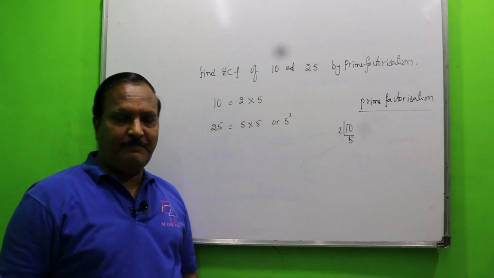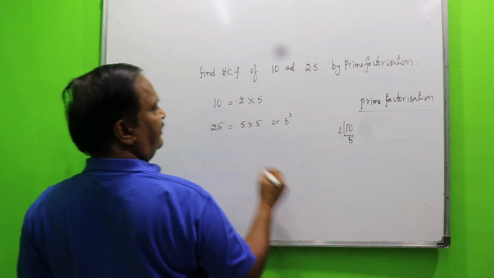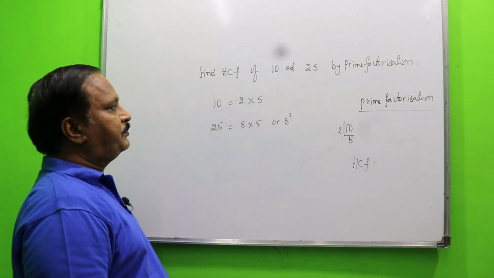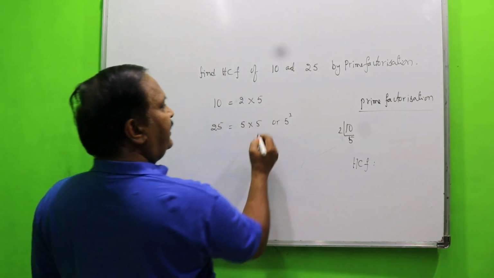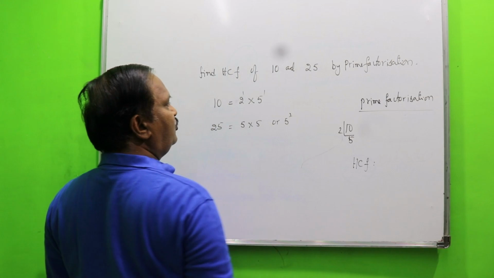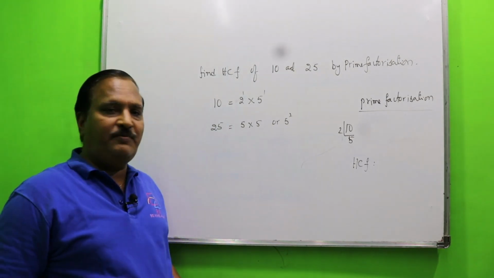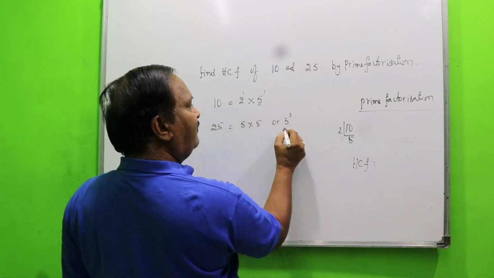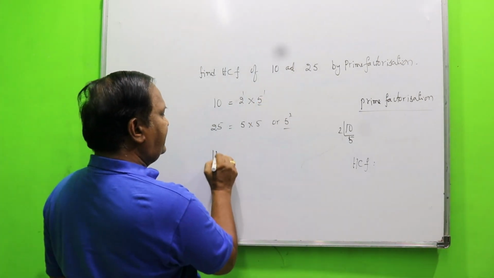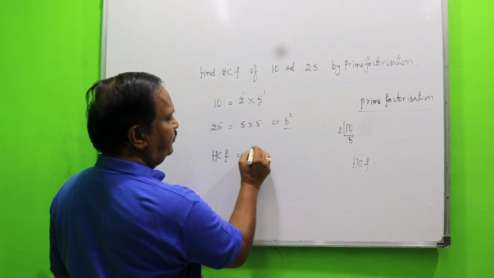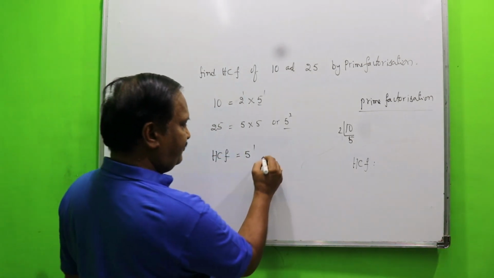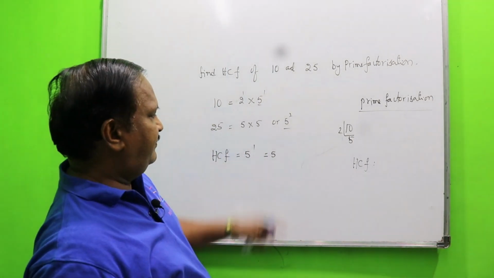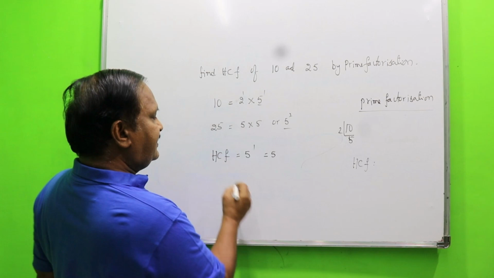Prime factorization. Now HCF, the full form of HCF is highest common factor. So now here 5 to the power of 1 and here 2 to the power of 1. If there is no power, we can say 1, right? So now here 5 to the power of 1 and 5 to the power of 2. The highest common factor is equal to 5 to the power of 1, that means 5. The least power of the prime factor. Okay. So HCF is 5.